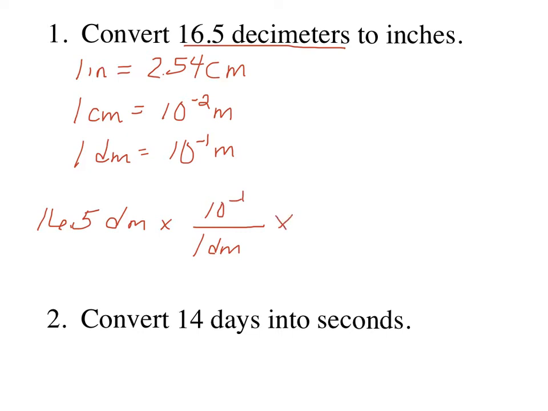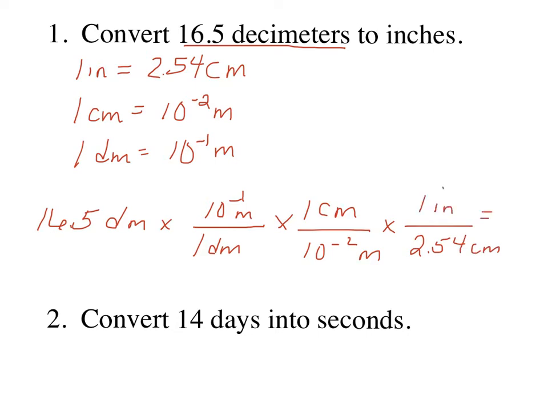Now my next objective is to get from meters to something else. So I'm going to go from meters to centimeters next. I forgot to write that unit up there. I know that 10 to the negative 2 meters is the same thing as a centimeter. And finally, I want to get rid of those centimeters, so I'll go from centimeters to inches with this last equality. I know that there's 2.54 centimeters in 1 inch.